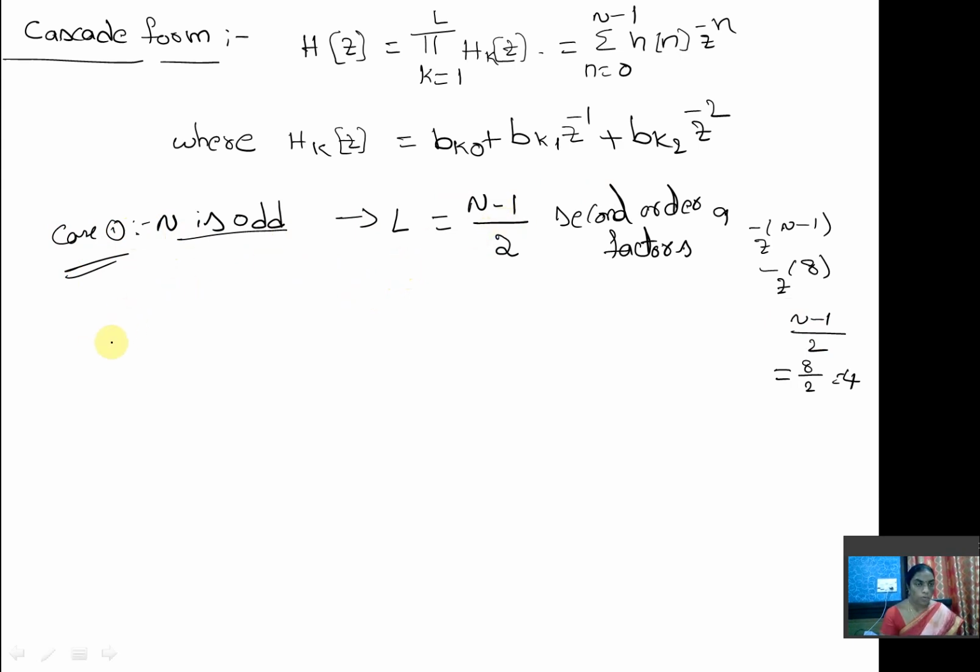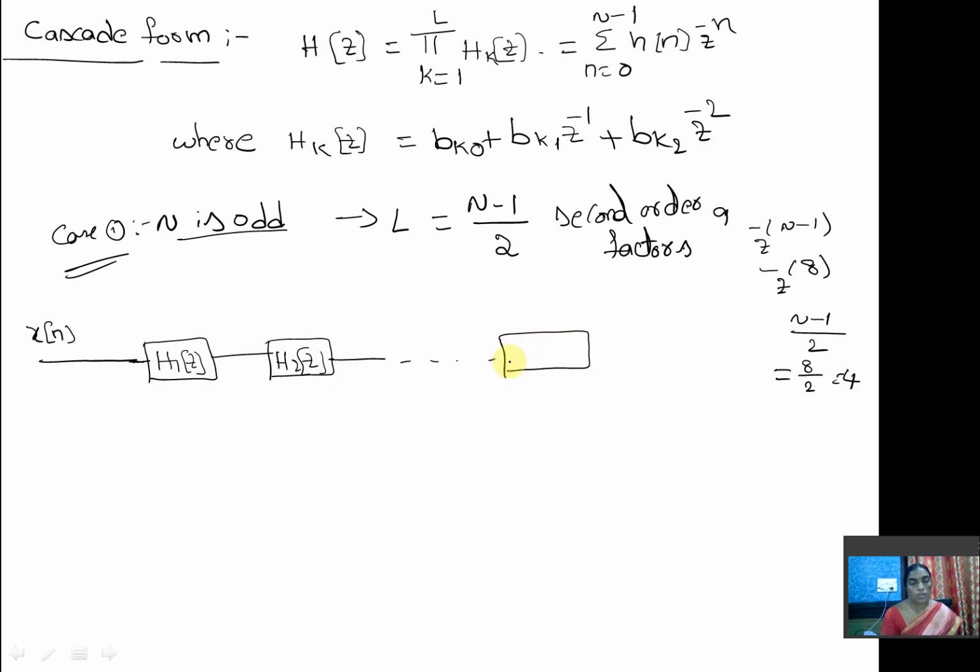So now each second order factor can be realized with the direct form. Okay, so now take this example here. X of n is there. Now cascading connection means, of course you know, that here we should develop the direct form for this H1 of z. For the second one also, realize with respect to direct form. Similarly here, how many terms here?